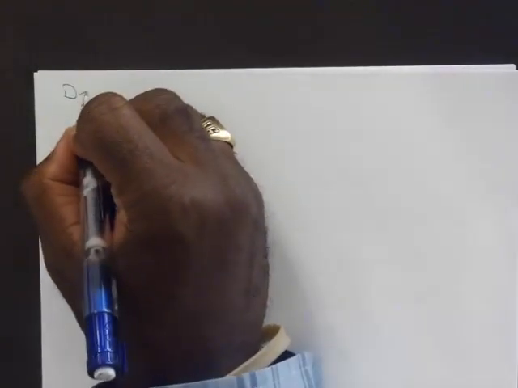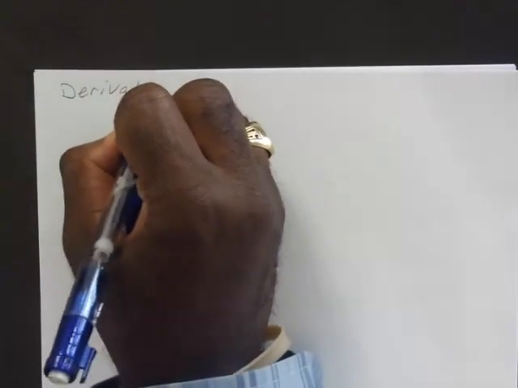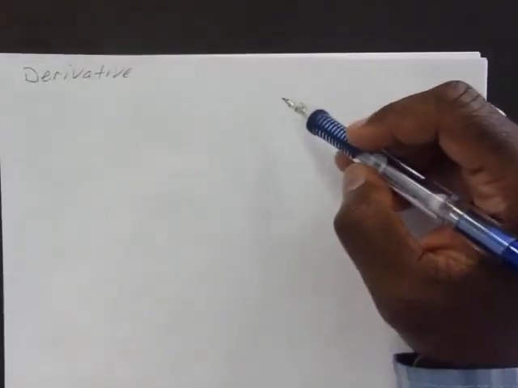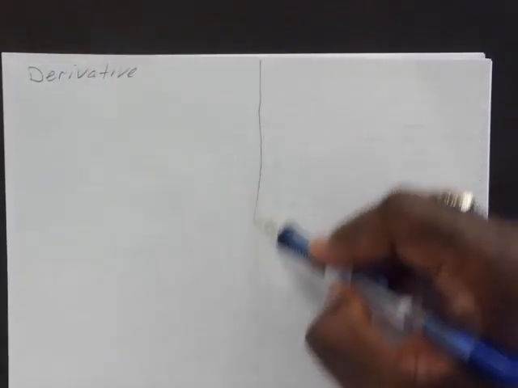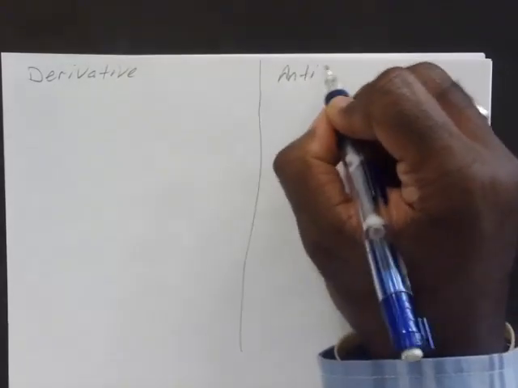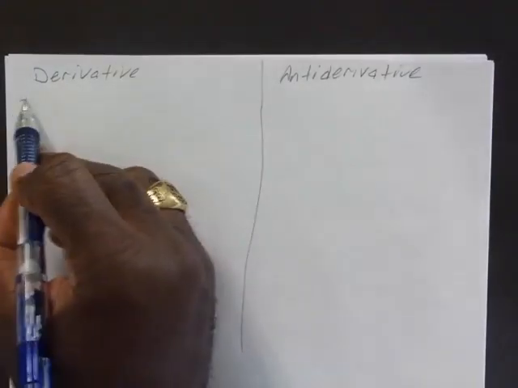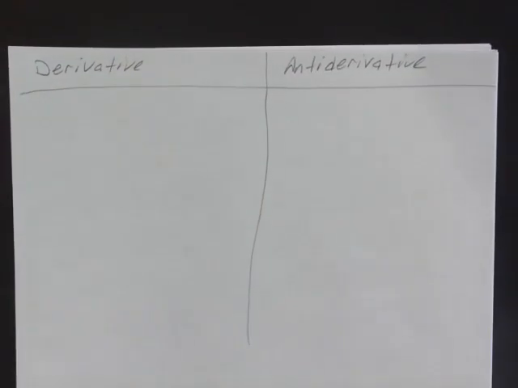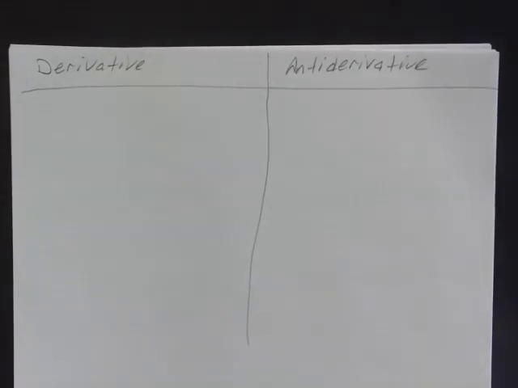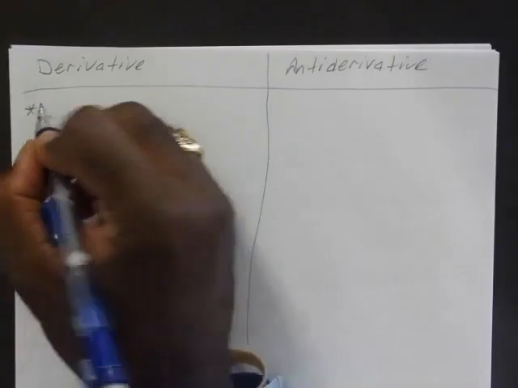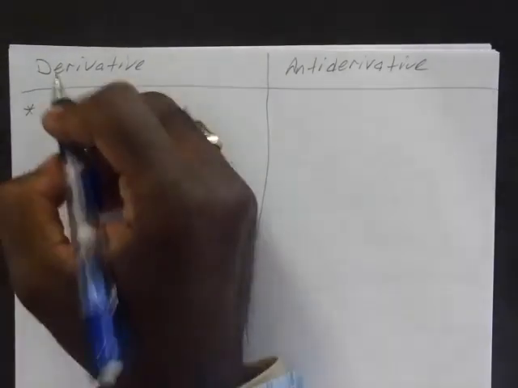All right. Now let's look at trig functions. So we have our derivative. Move that over a little bit. There we go. And we have our antiderivative. Okay. Now, most of the trig functions share the same process as far as finding the antiderivative. Only a few of them do not, and we'll look at those too.